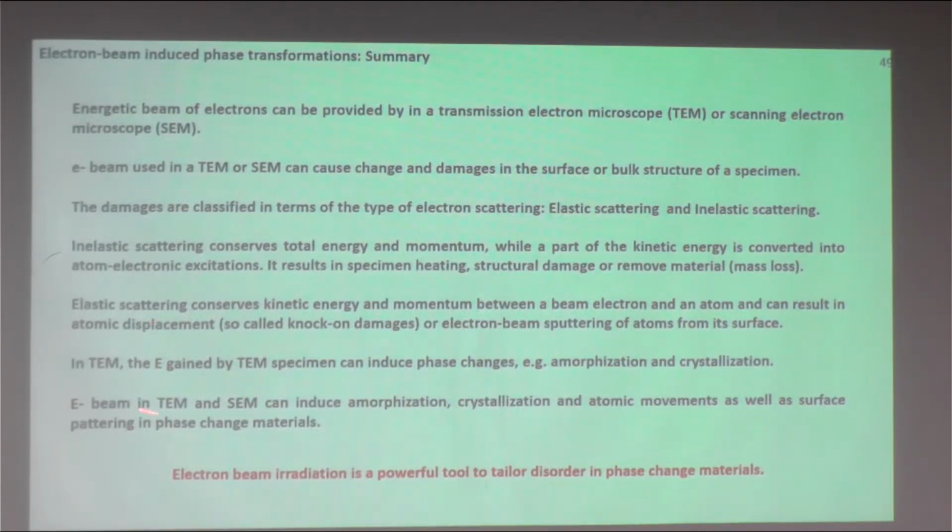Also, the focused electron beam in TEM can be used for local modification of crystalline lattices. And electron beams in TEM and SEM can induce amorphization, crystallization, and atomic movements, as well as surface patterns in phase change materials. So the focused electron beam is a very powerful tool to tailor disorder in phase change materials, but electron beam irradiation can also be used for modification not only of these materials, but also of others like oxides, strontium titanate and even silicon. So I think this is the summary of these two parts of my lecture.